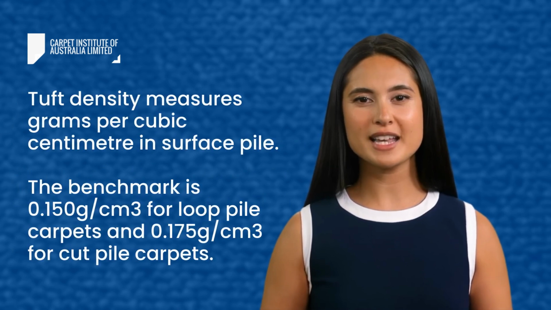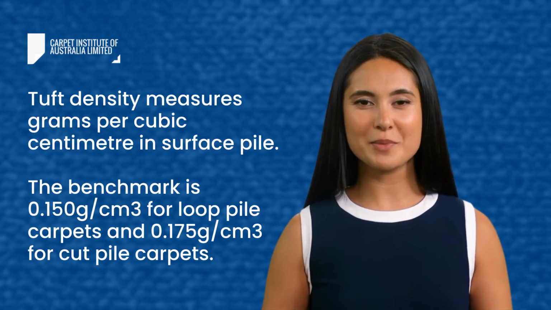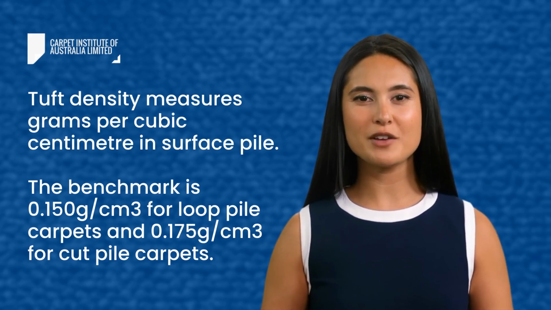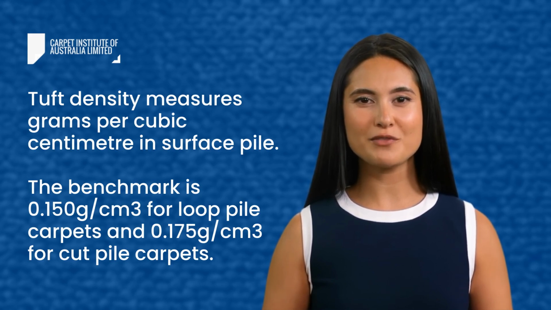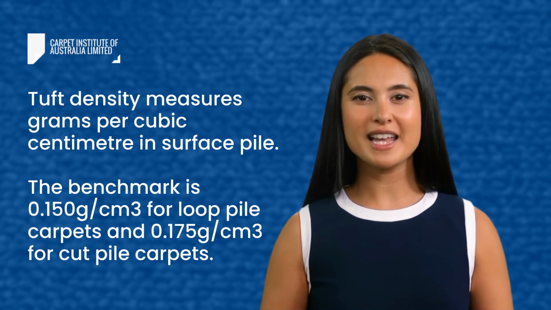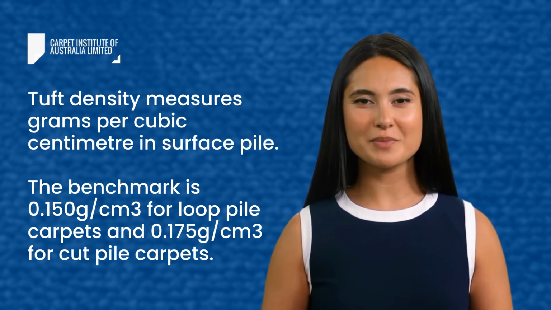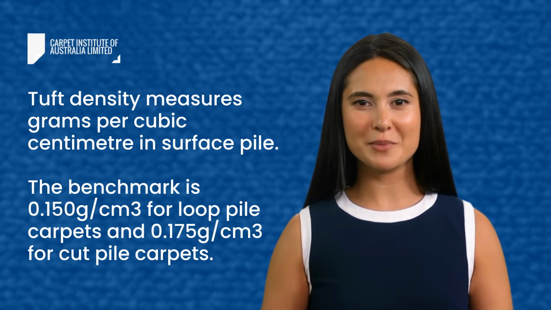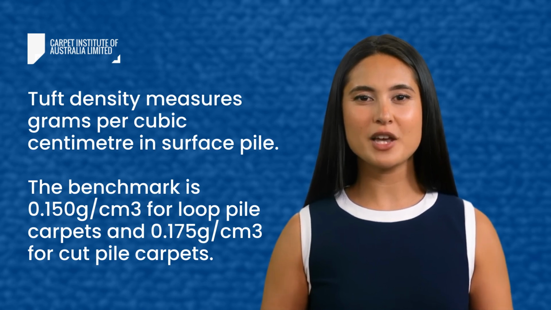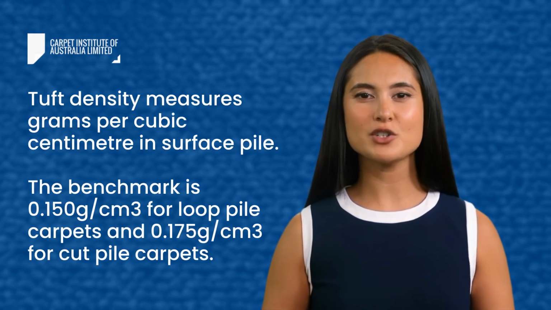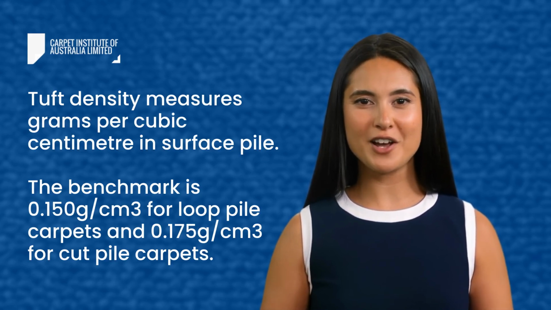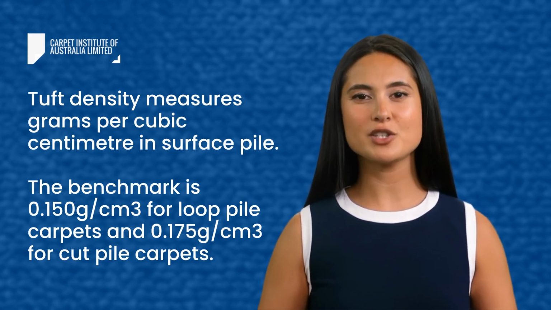Like volume density, tuft density also measures grams per cubic centimeter in the surface pile. The benchmark is 0.15 grams per cubic centimeter for loop pile carpets and 0.175 grams per cubic centimeter for cut pile carpets. Carpets that meet or exceed these values achieve the highest rating. To put this in perspective, a balanced 1/8 gauge loop pile constructed of R800 Tex yarn just achieves the maximum. Such a carpet would be expected to perform well.